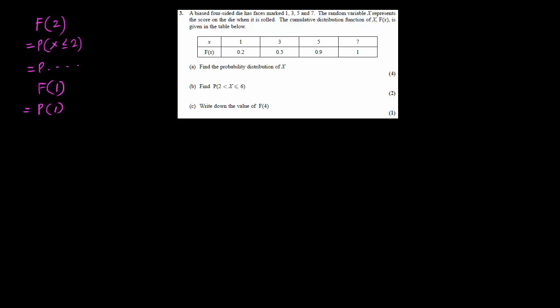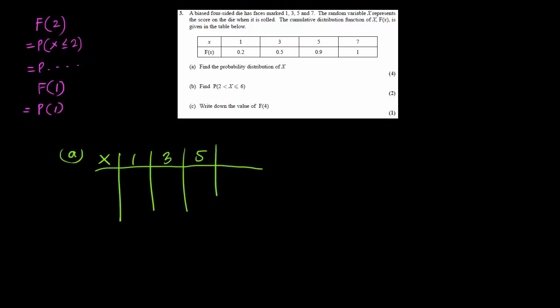So let's try to draw the table. Question number A. So we need 1, 3, 5, 7, because x is the random variable where it has the number on the die. It has a four-faced tetrahedral die. So we have probability of x equals x. The first one: since cumulative is total, F(1) means all the probability added together, which is the same as P(1). So this is going to be 0.2.